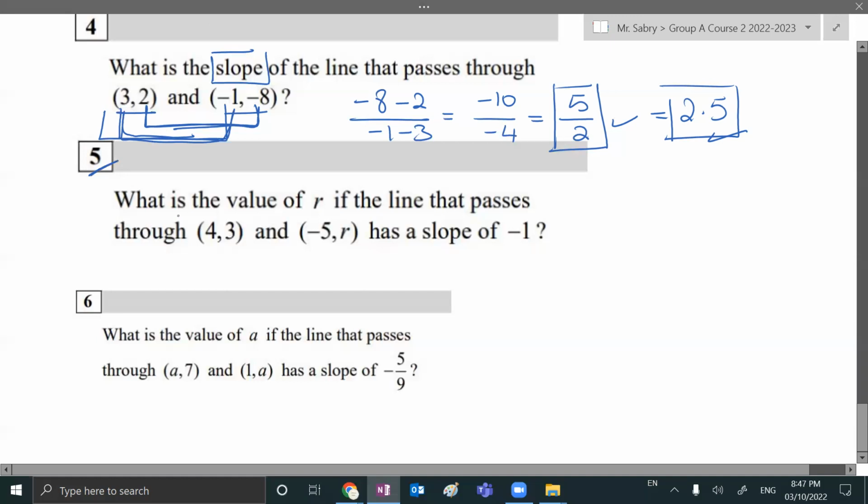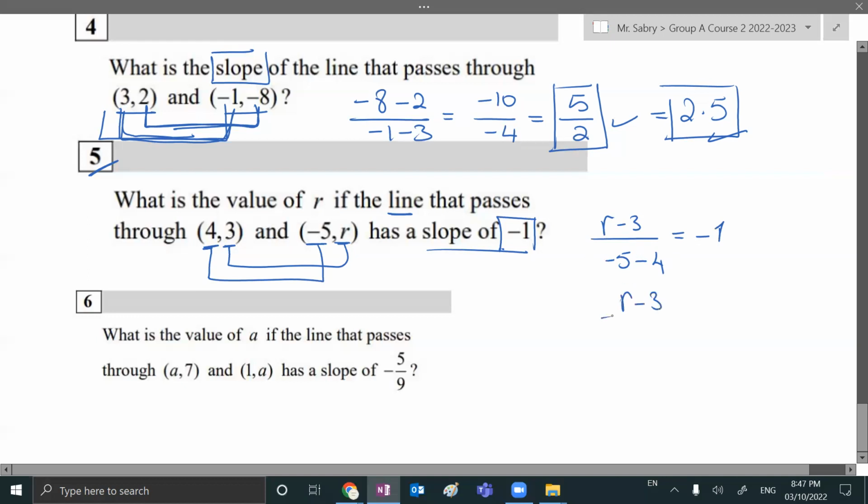Now number 5, again you're given 2 points and you're told that this is a line, so you think of slope right away, and you're told that the slope already is -1. So let's calculate the slope out of the points. It's y2 minus y1 over x2 minus x1. So r minus 3 over -5 minus 4. This should equal the slope they gave me, which is -1. Right. Now what happens next?